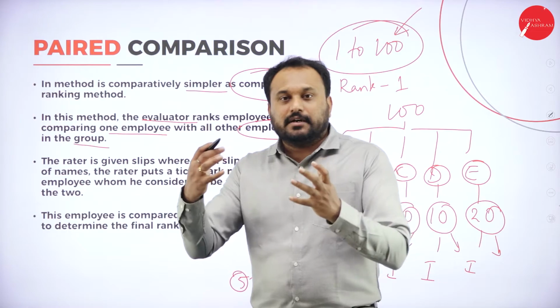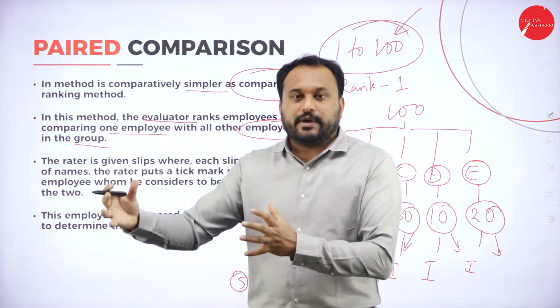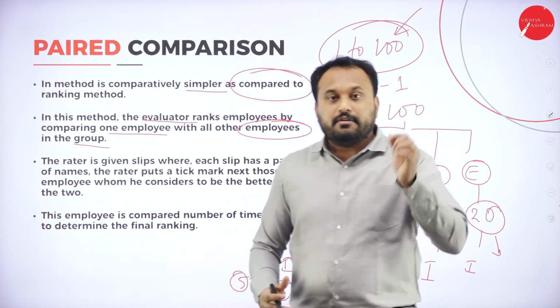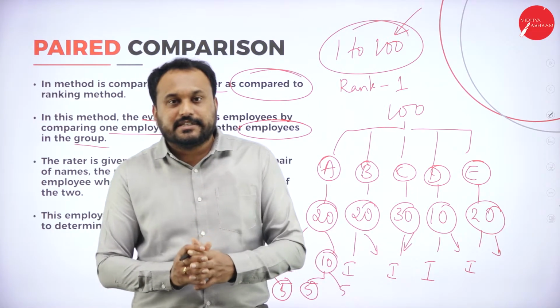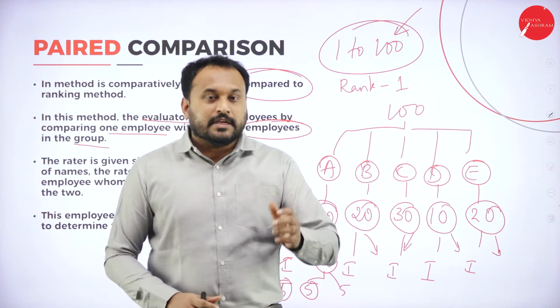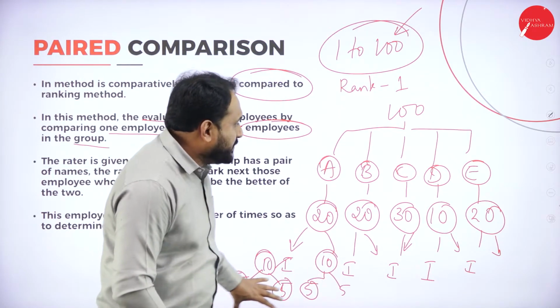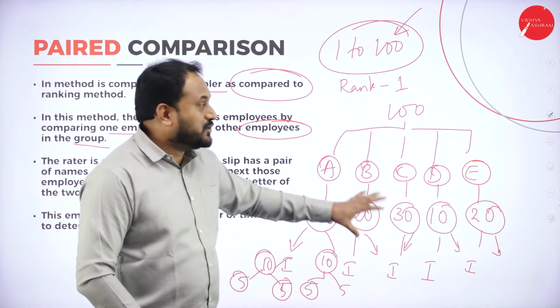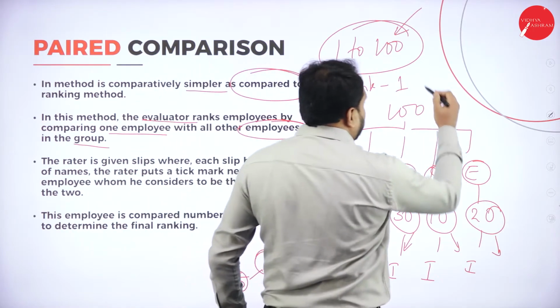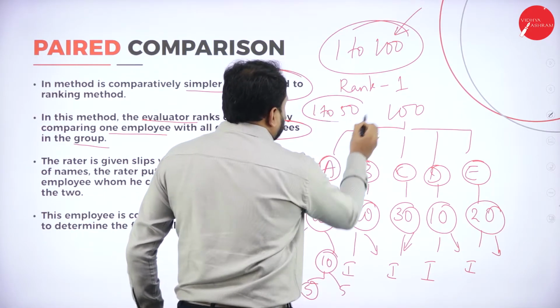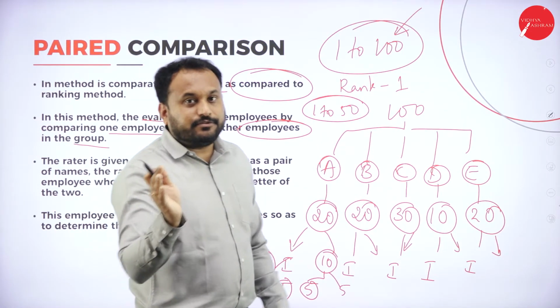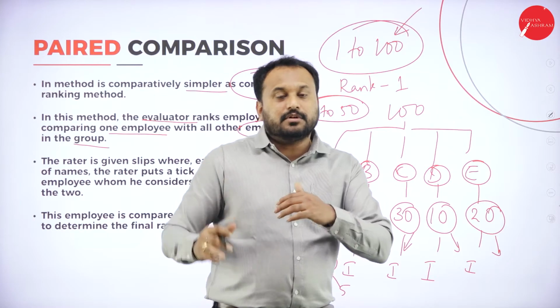Say for example, Mr. X and Mr. Y, both are compared. Now there will be a person called a rater. The rater is a person who will just check who is better than whom. Later, each and every person is compared with each and every one. So instead of 1 to 100, we have only 1 to 50, because 100 by 2 is 50.